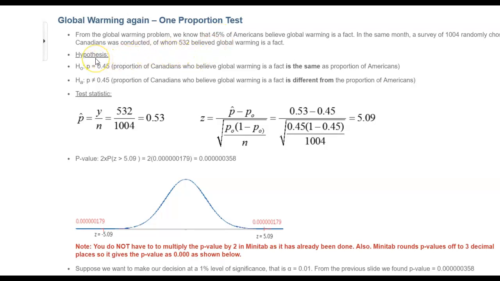So for the hypothesis test, the null hypothesis H0 is P equal to 0.45, and the alternative hypothesis is P not equal to 0.45, because in this question we want to see if there is any difference between these two proportions. For the test statistic, we already calculated the point estimate for Canadians, which is 0.53, and the Z value, which is equal to 5.09.